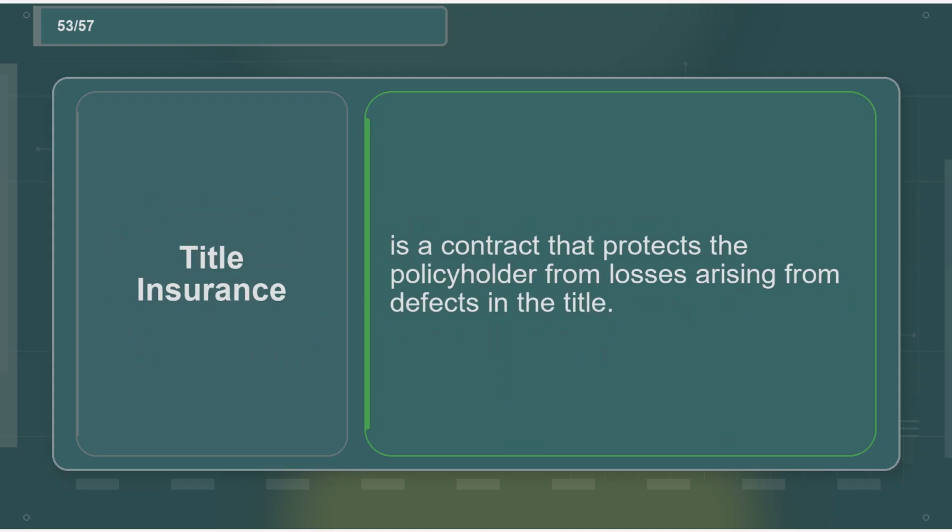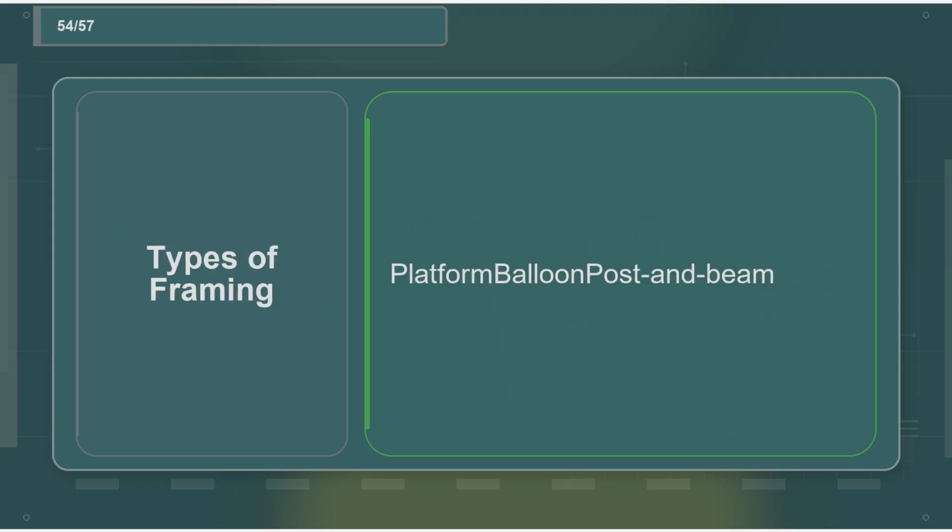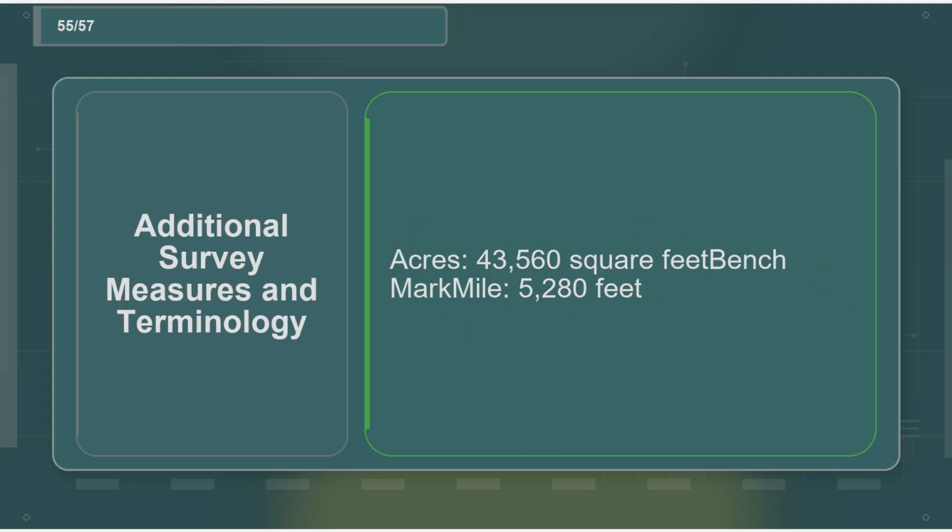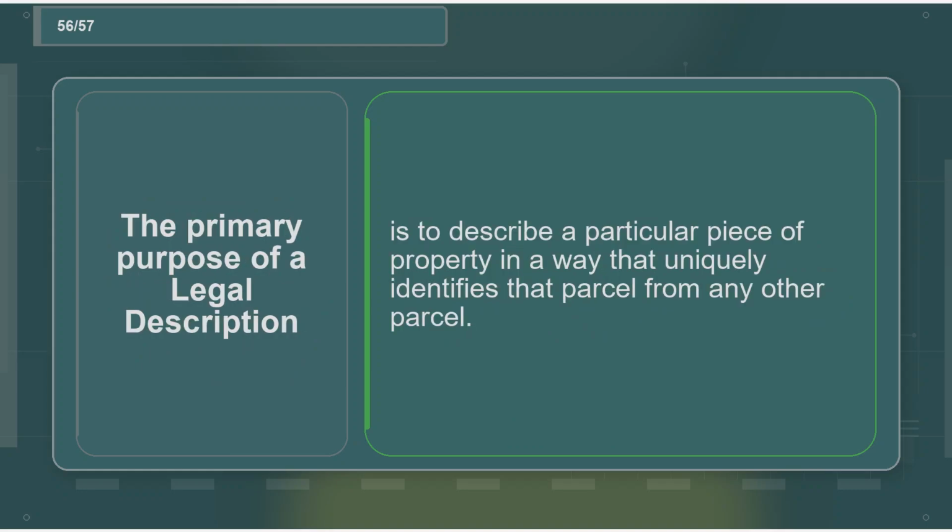Flashcard 53, term: title insurance. Definition: is a contract that protects the policyholder from losses arising from defects in the title. Flashcard 54, term: types of framing. Definition: platform, balloon, post and beam. Flashcard 55, term: additional survey measures and terminology. Definition: acre, 43,560 square feet, benchmark, mile, 5,280 feet.